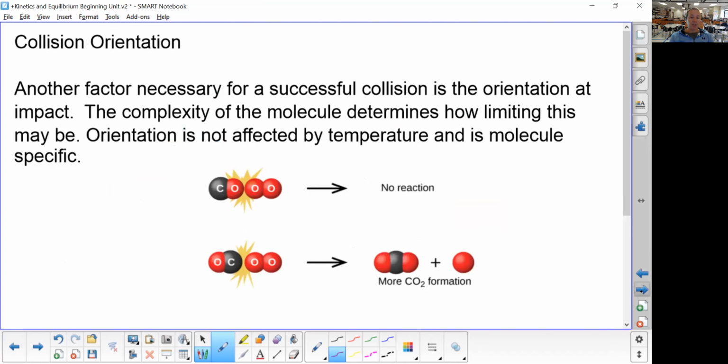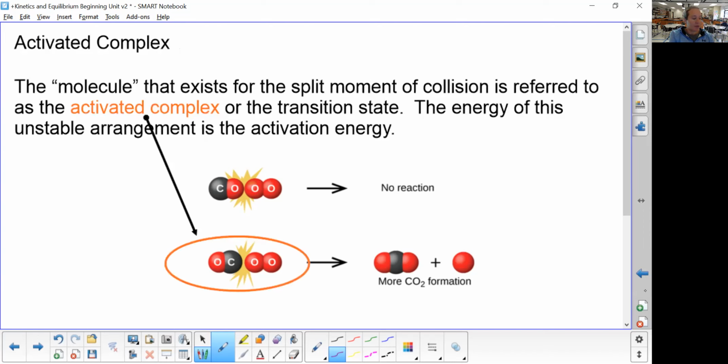But because collision theory says that you also have to have the particles oriented, and the complexity of the molecule can limit that, that is why temperature doesn't exponentially change the rate, because orientation isn't affected just because you make the particles move faster. But you have more collisions, so you have a higher percentage of particles that can collide there.